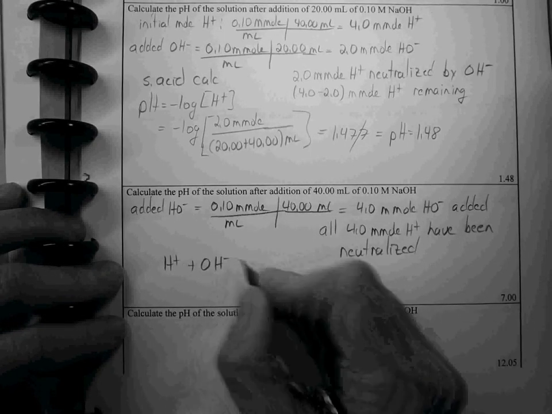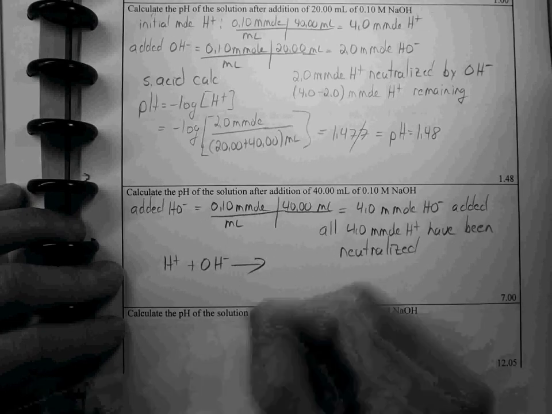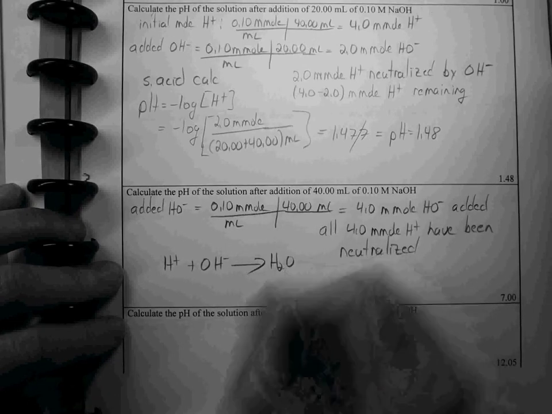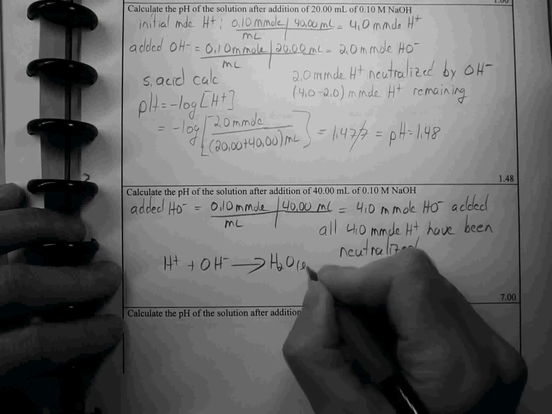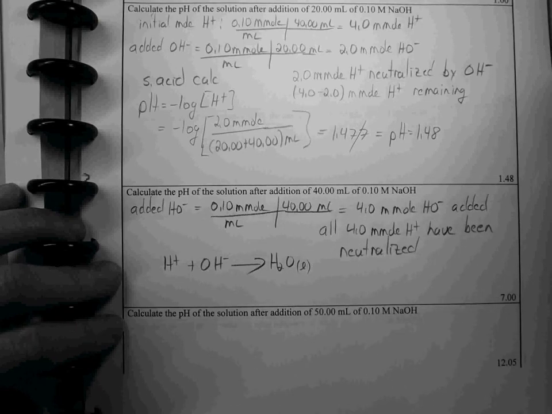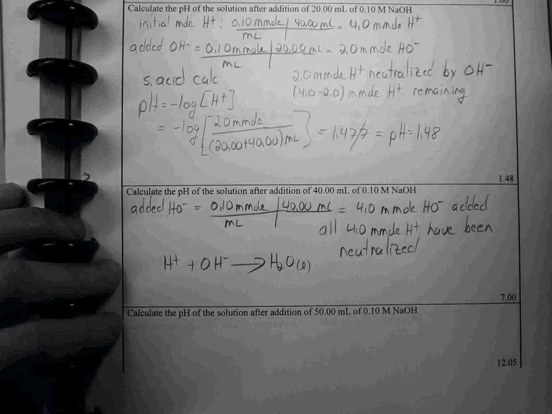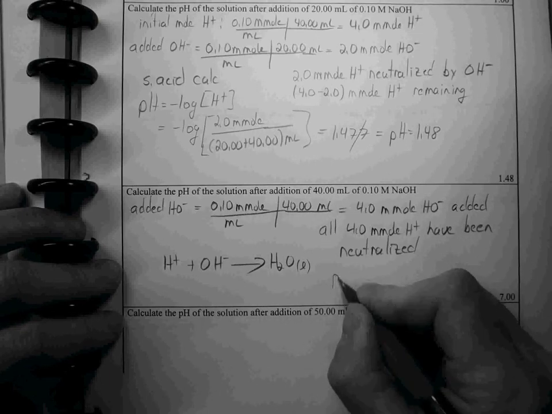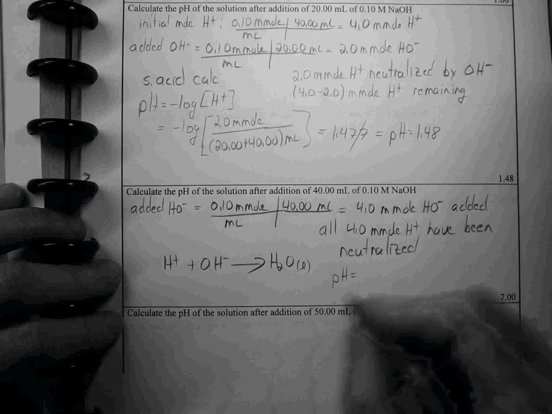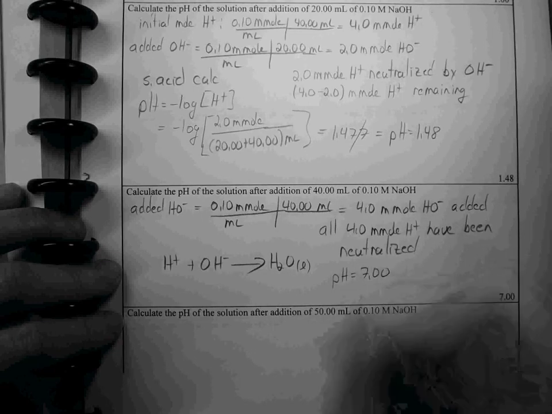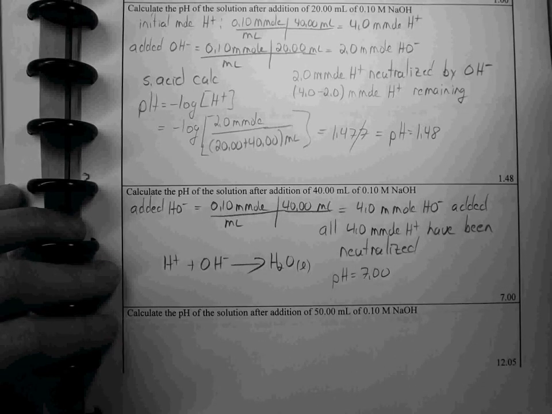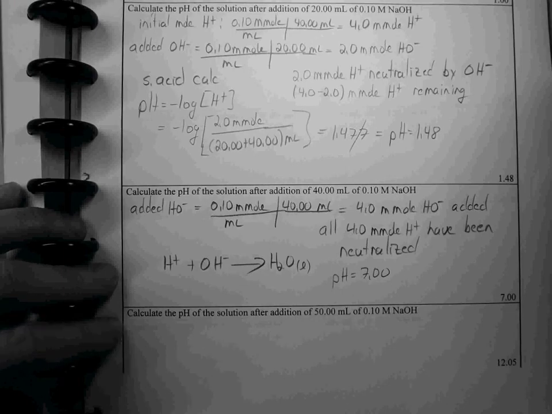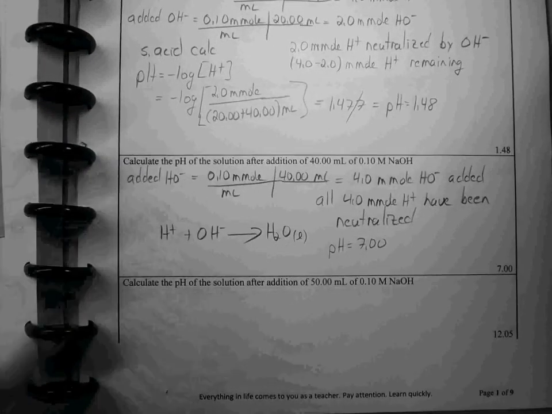Okay, so what do we have in the beaker? Well, all of our H plus has been neutralized by the hydroxide, so all we have is a tiny bit of added water to solution. There are no ions that are going to react with water, so at 25 degrees C, our pH is going to be neutral, 7.00.